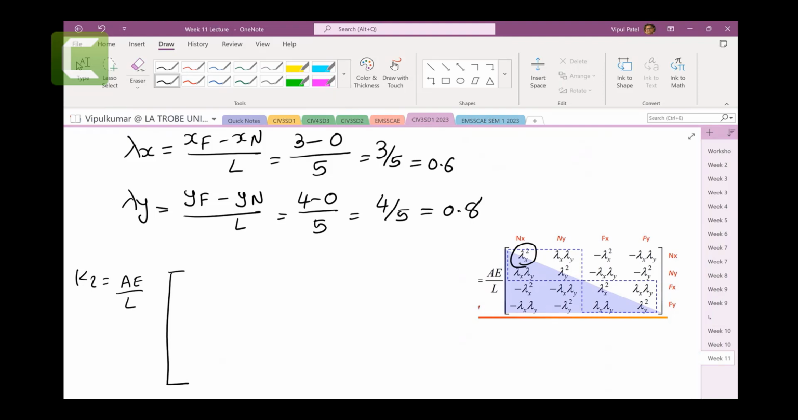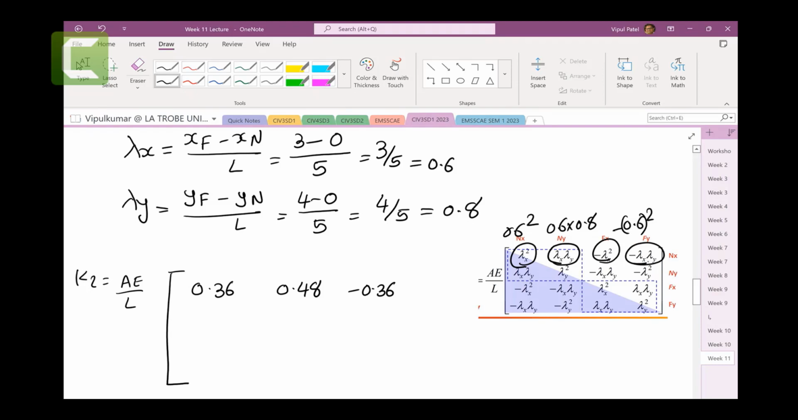Lambda x square is 0.6 square, 0.36. Lambda x times lambda y is 0.6 times 0.8, 0.48. By the way, this minus does not mean that you need to put minus in your calculator before 0.6. No, the minus is outside, and then 0.6 square. So minus 0.36. This one is minus 0.6 times 0.8, which is minus 0.48.